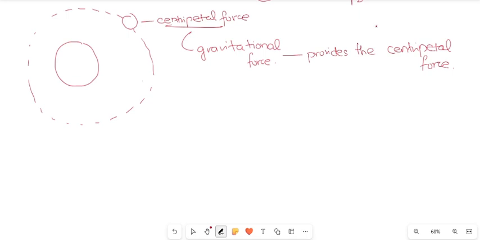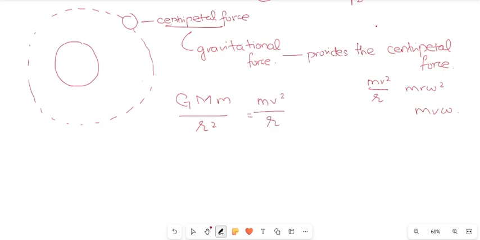Let's see. Gravitational force. We know the gravitational force formula, that is GMm over r square. Now we know centripetal force. We have three formulas for centripetal force. That can be mv square upon r, that can be m r omega square, or that can be m v omega. Here I do not want to use omega, so we will be going with mv squared upon r.